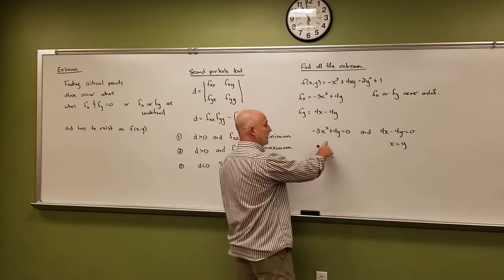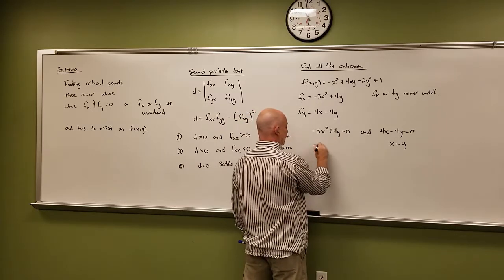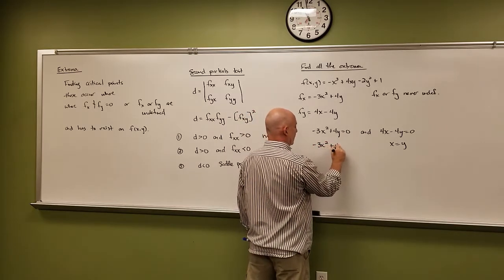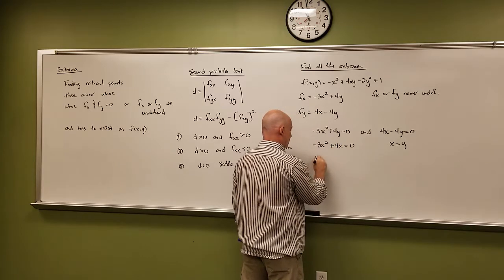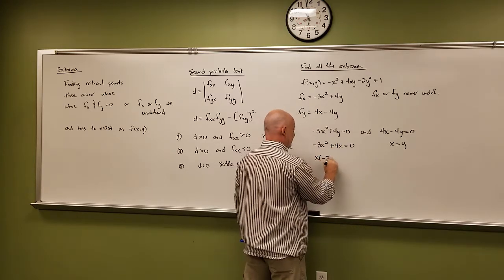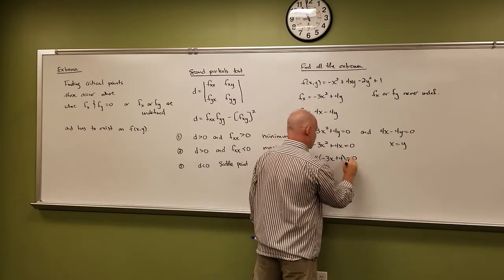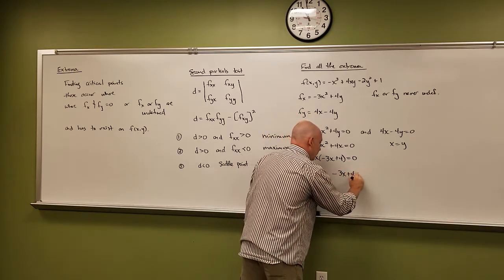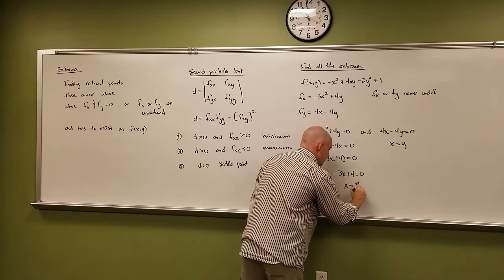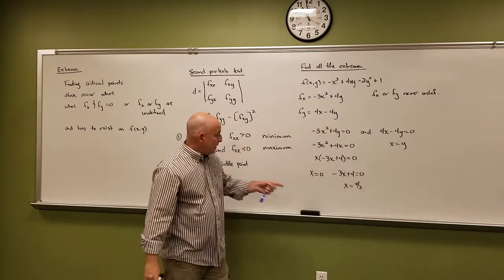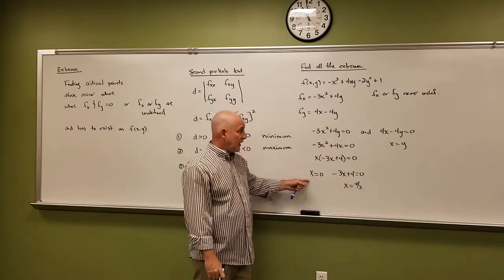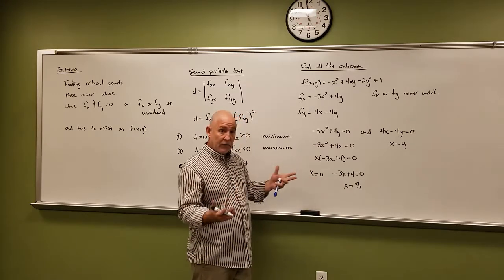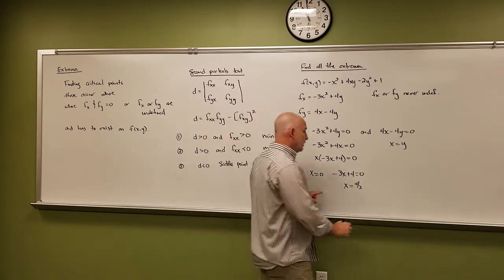If I come back over here and replace whichever one, I get something like negative 3x squared plus 4x equal to 0. I can factor out an x now, and I get x times negative 3x plus 4 equal to 0. So I get two values: x is 0, or negative 3x plus 4 is equal to 0, so x is 4/3. You see I get two x values, which means there are two places where I probably have an extreme point. So what two points do I have?